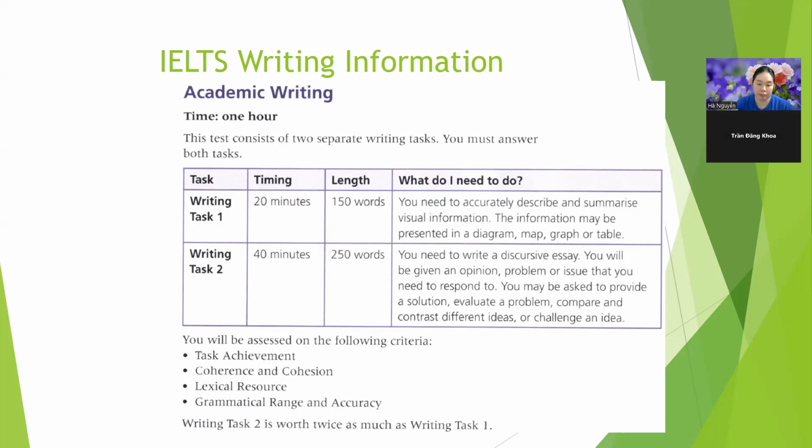As for marking, you said that task 1 takes less time than task 2, right? And that's the same for marking. Writing task 2 is worth twice as much as writing task 1. So your writing score will be writing task 1 plus 2 times writing task 2, divided by 3. And that's your writing score. Okay, so now do you have any questions about this? No. Okay, so everything is clear, right?